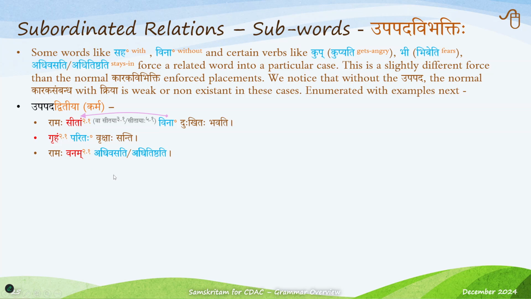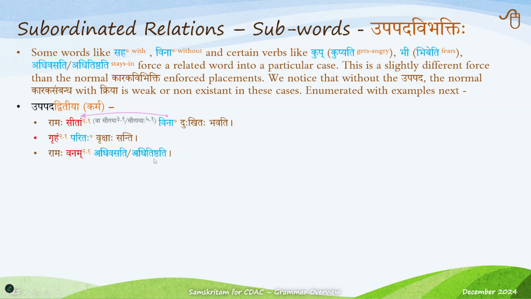Okay, it's a little technical, but unless we understand this concept, what I am trying to teach you is, in addition to the karaka force of nouns with kriyas in a sentence, there are other forces. Visheshana Visheshya force, Uddeshya Videya Bhava force. Now we are seeing an upapada force called upapada dvitiya, subordinated relations. Okay. So Ramah Sitam vina dukkitah bhavati, griham paritah vrikshaha santi, vanam adhivasati. Ramah vanam adhivasati, vanam adhitishtati.